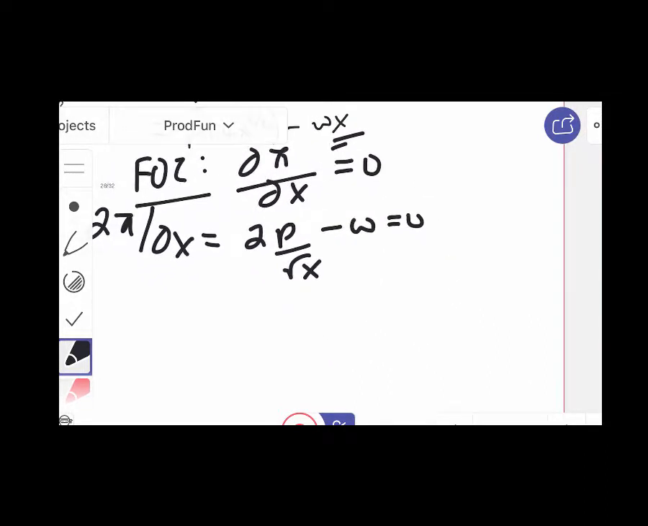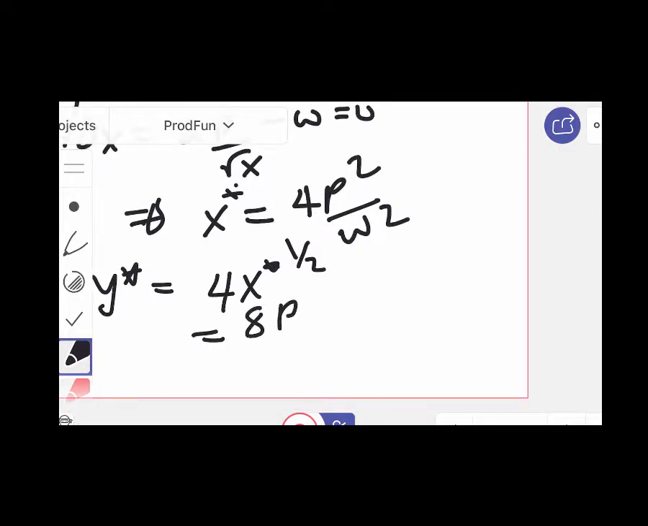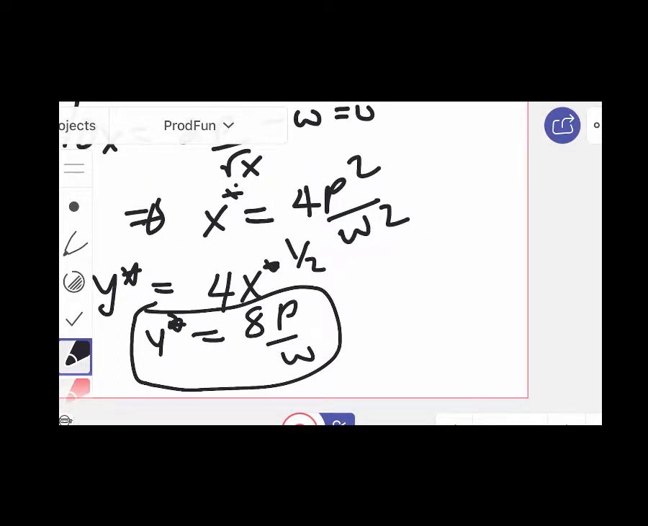And this is easy to solve because it's already telling me my x value is going to be 4P squared over W squared. And if that's my optimal input, what is my optimal output then? Well, I plug the optimal input into the production function, and that's going to give me 8P over W. So my optimal output or supply curve is that one.